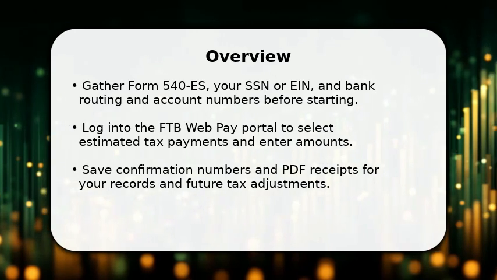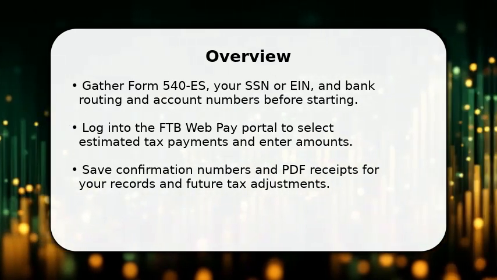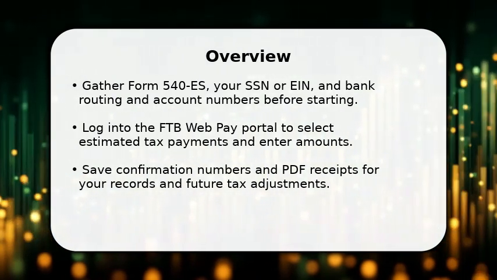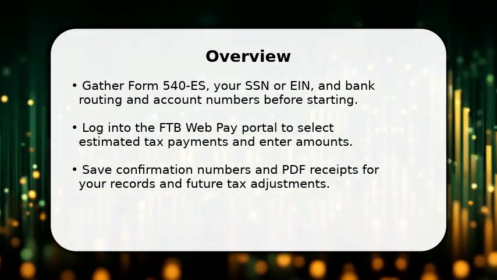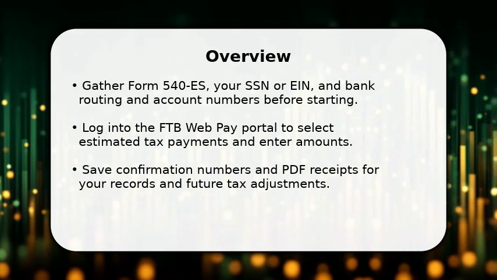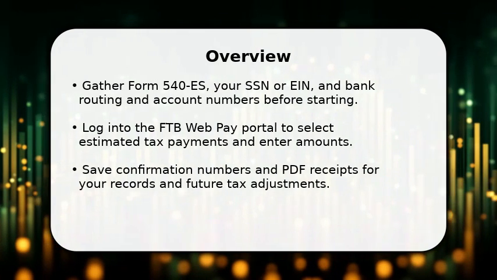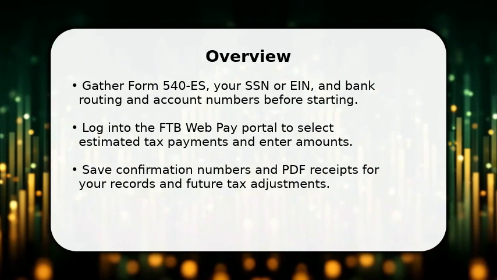Enjoy the video. In this video, I will explain how to pay California estimated taxes online. Gather your Form 540ES vouchers, SSN or EIN, and bank routing and account numbers. Then sign into the FTB Web Pay portal, choose Estimated Tax, enter payment amount, select bank transfer or card, verify details, and submit the payment receipt for your records.